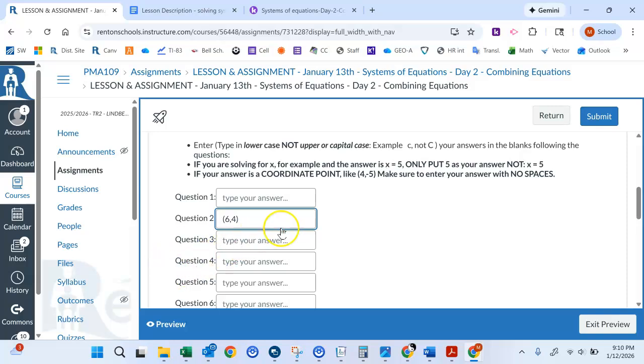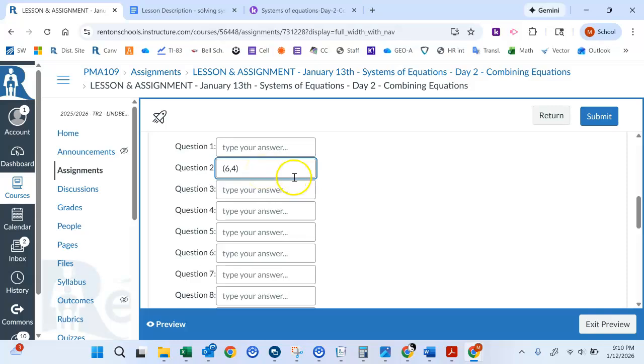Now, if you ever do that on a quiz or a test, you can let me know that you entered it like that, and maybe you put a space and you got it wrong, and I can fix it.